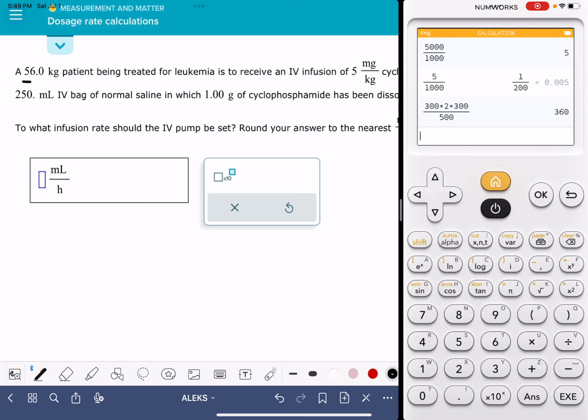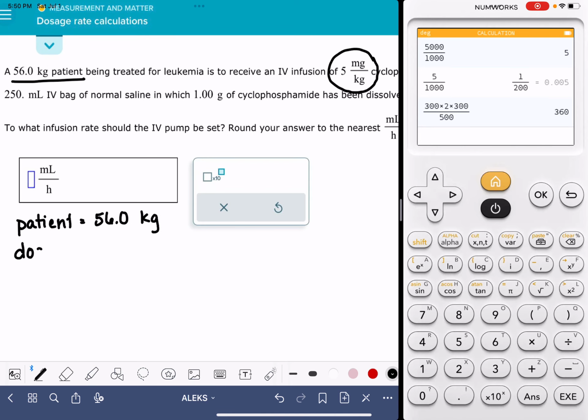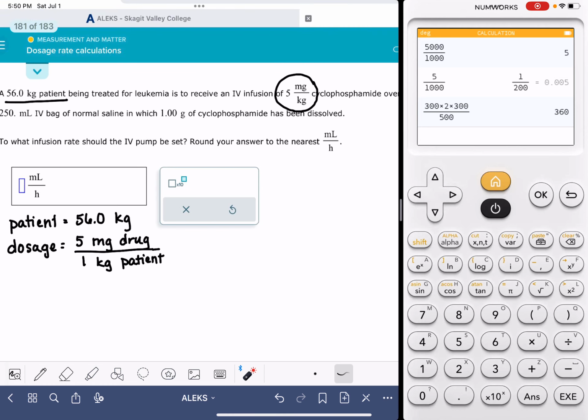In this problem, you are given the size of a patient. I'm going to make a note of that. My patient in this problem is 56 kilograms. You are also given a dosage for a particular drug. In this problem, the dosage rate, which is going to be written as a conversion factor, is 5 milligrams of the drug, the medicine, per 1 kilogram of the patient or the person.